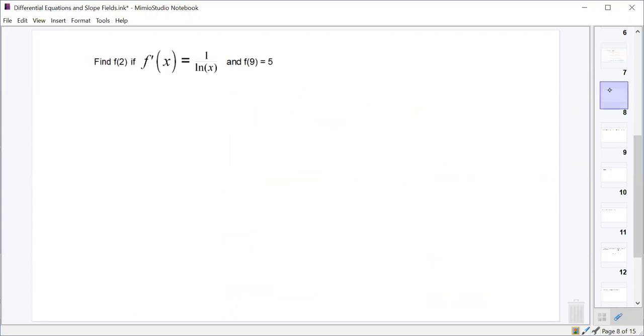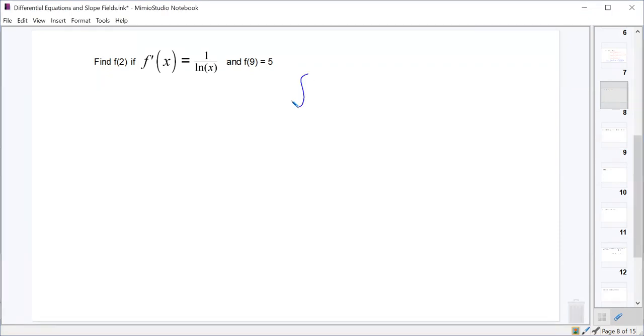All right. So I would like you guys to make an attempt at finding this one on your own. I'll give you 2 minutes, 3 minutes or so to write the equation for f of x and then find f of 2. So you've got 2 minutes to do that. Ready, go.